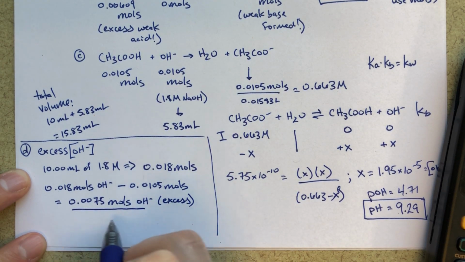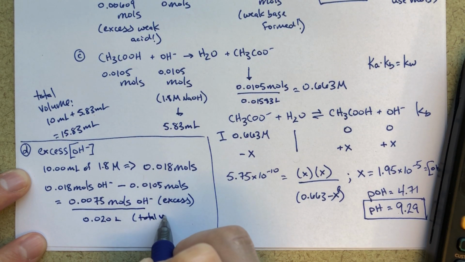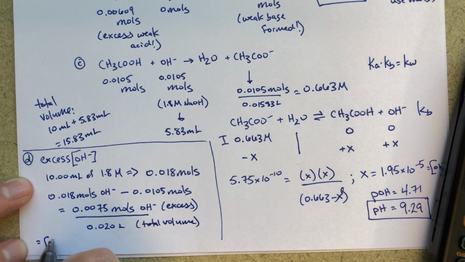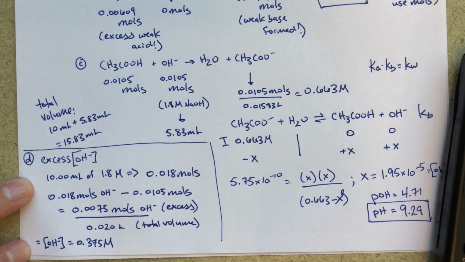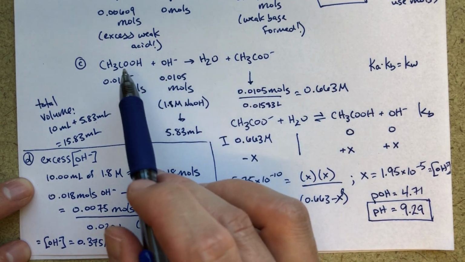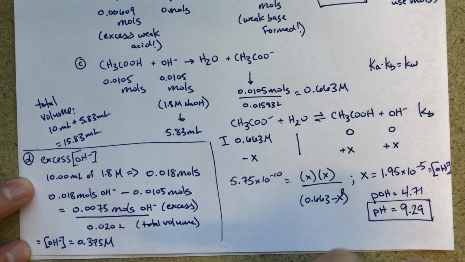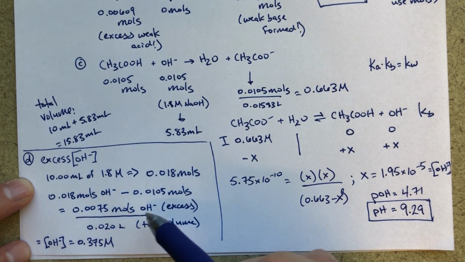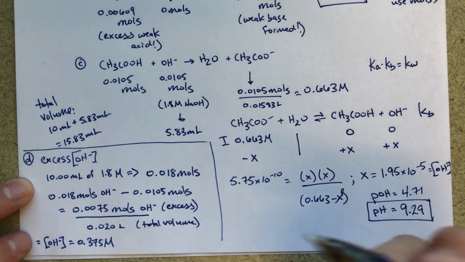I'm going to divide that by the total volume, 0.020 liters. That will give me the concentration of OH minus, which equals 0.375 molar. That's present, and that's going to determine what our pH is for our solution. We don't actually need to do any sort of reaction. You could imagine doing a reaction where this acetic acid is the limiting reactant. But what's important is the amount of excess OH minus. There are other ways to figure out what the excess number of moles of OH minus will be, but I think this makes sense.